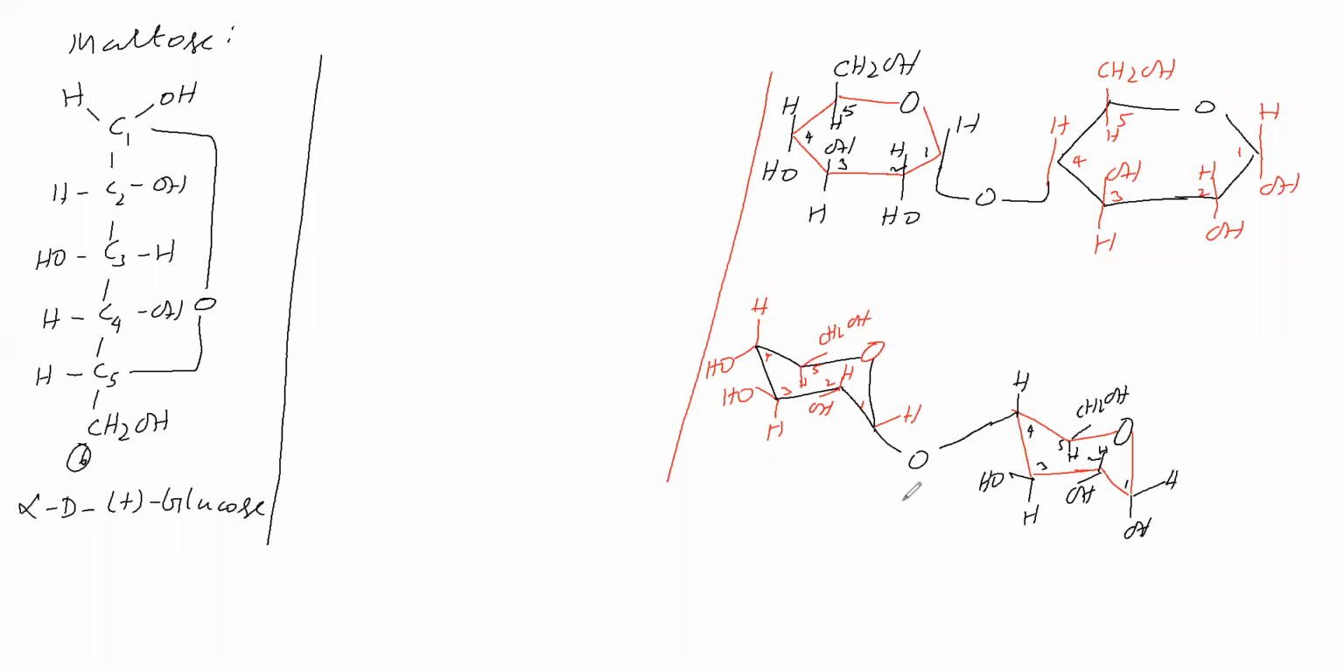So the glycosidic linkage we have given. This is called maltose. Now we will take alpha D plus glucose another time.